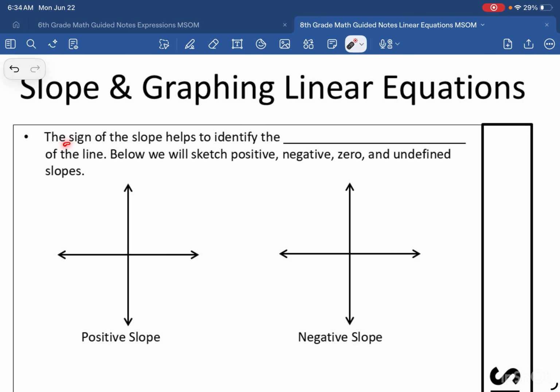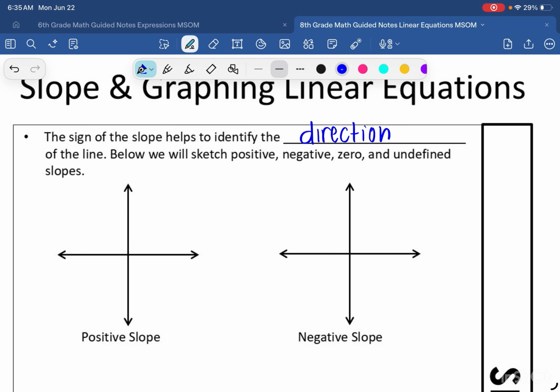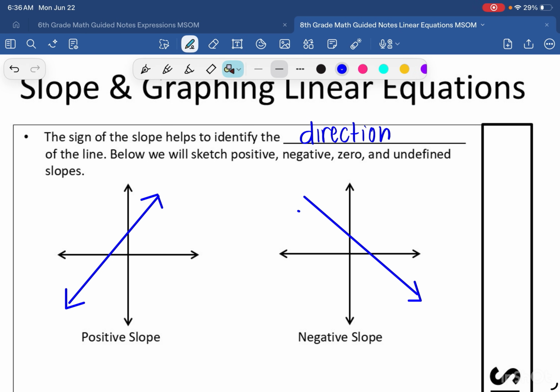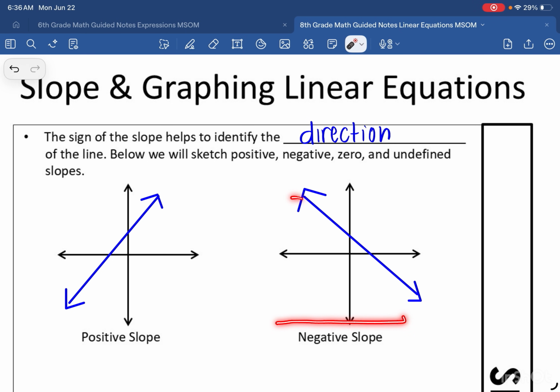The sign of the slope helps to identify the direction of the line. Below we will sketch positive, negative, 0, and undefined slopes. Positive slope, the line will be going up. If you're reading it like you're reading a book, going this way, then the slope is going up. And negative slope, you can guess, it's going down. Again, if you're reading it like a book, going this direction, the slope is going down.